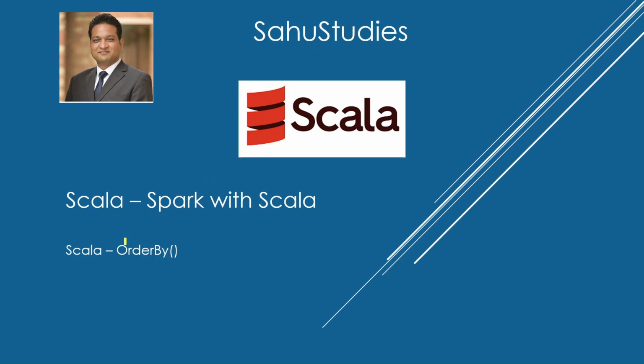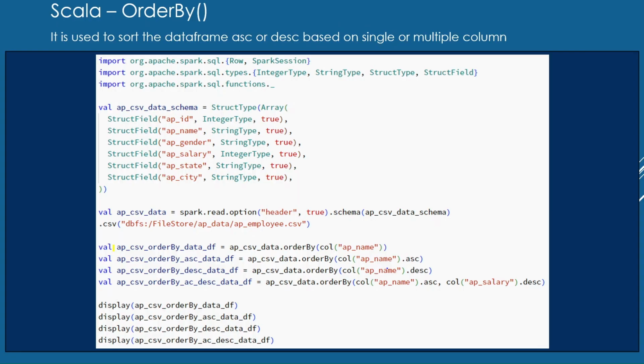In this video, I am going to discuss the orderBy function in Scala. So, why do we use the orderBy function? It is used to sort the data frame in ascending order based on a single column and multiple columns.